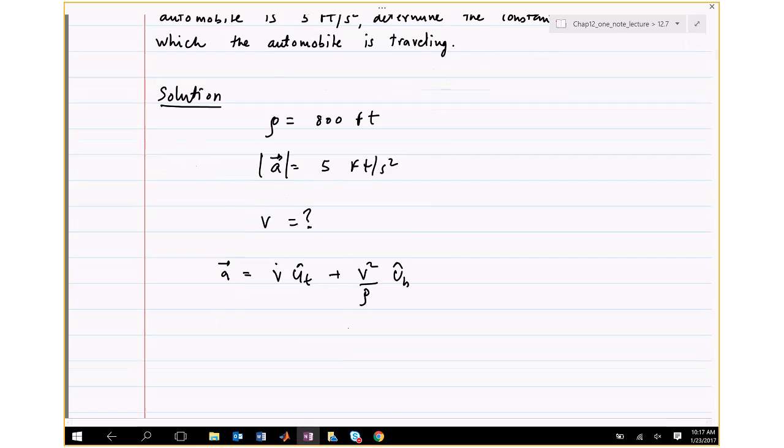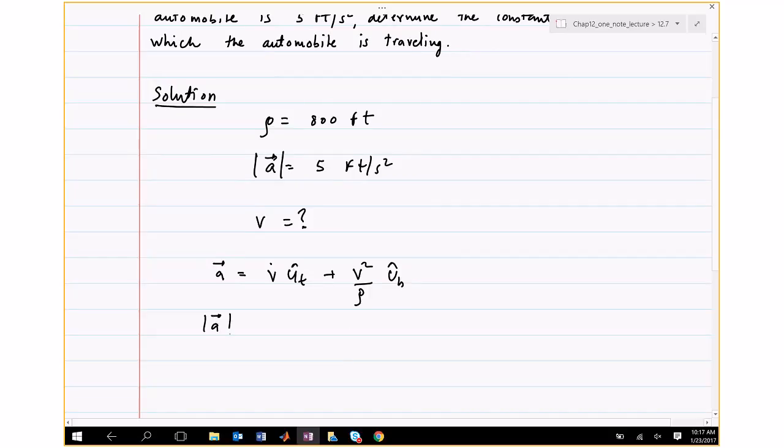Okay, let me give you a hint. What's the magnitude of the acceleration? If you know that the acceleration in path coordinates is this, it's v dot squared plus v squared divided by rho, the whole squared, and then the square root. Right? Now, can you try to find v?